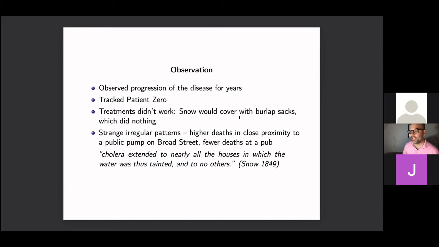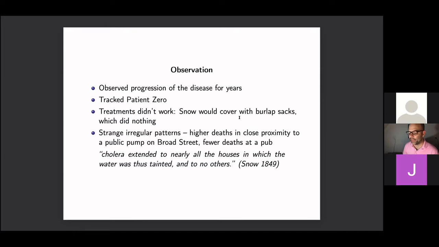So the observation, how does that look? He observed the progression of the disease for years. You remember, the disease hit London 3 different times, and he focuses on it. He collected a lot of data about the spread of the disease early on. At one point, before an epidemic actually hit in the 1930s epidemic, he actually managed to find the very first person to get infected in London. It was incredible, the amount of work that Jon Snow put in.